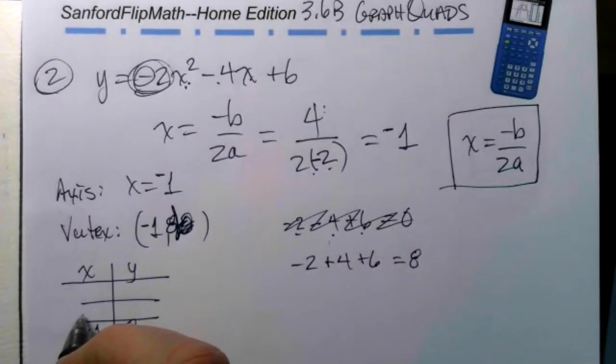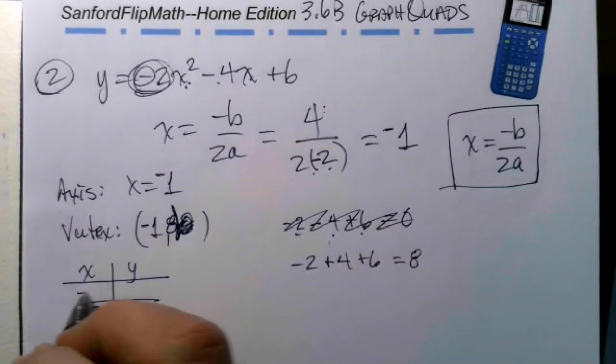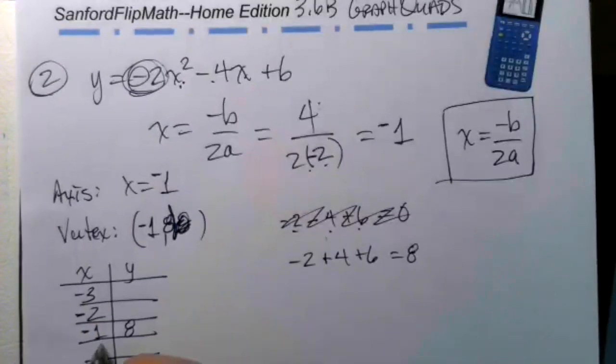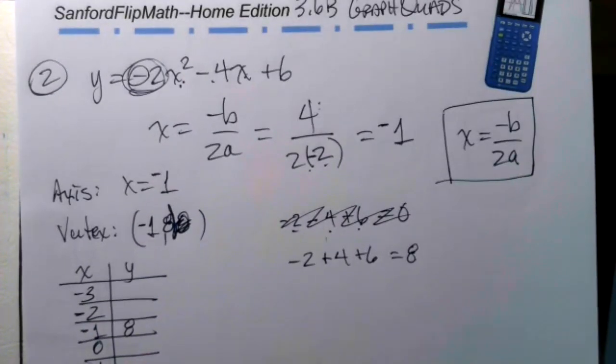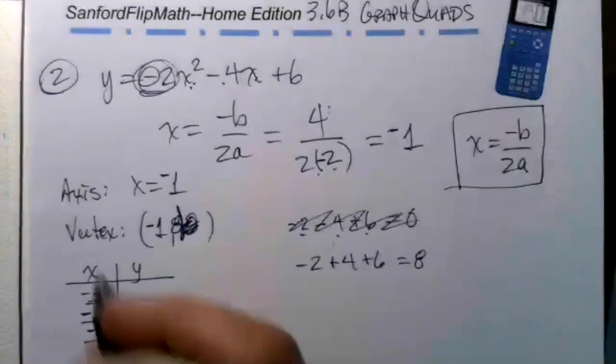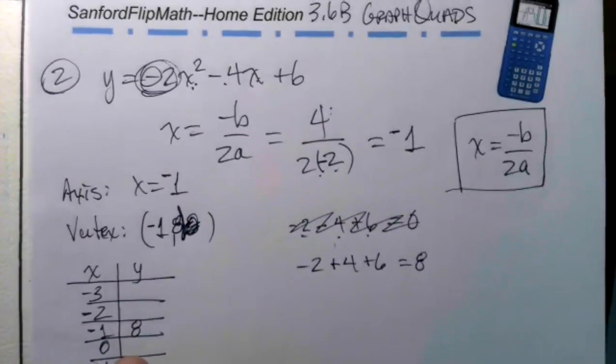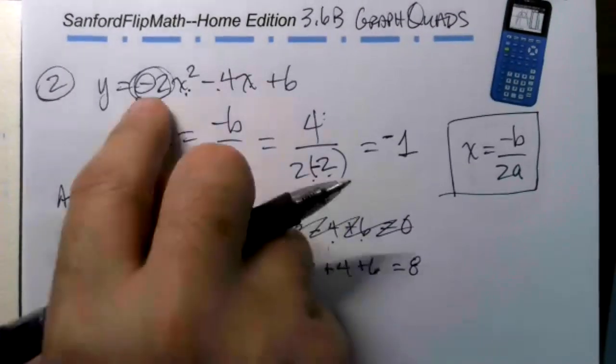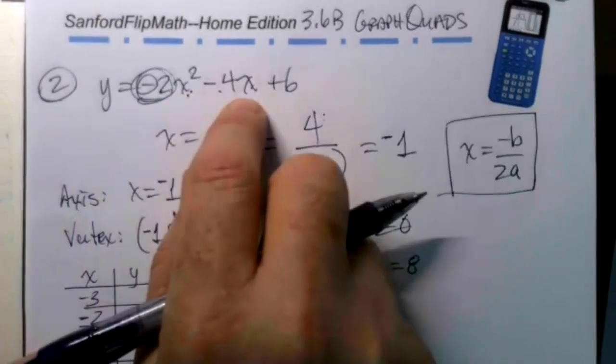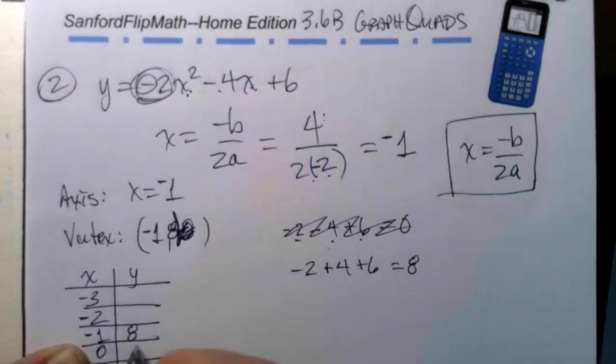All right, so I'm going to go to the left 2 units, or twice. I'm going to go to the left 1, and I'm going to go to the left 1. I'm going to go to the right 1. I'm going to go to the right 1. And this is just going to give me my 5 points. I'm going to plug in 0 because 0 is so dang easy. 0 squared times don't care, 0 times don't care, plus 6.